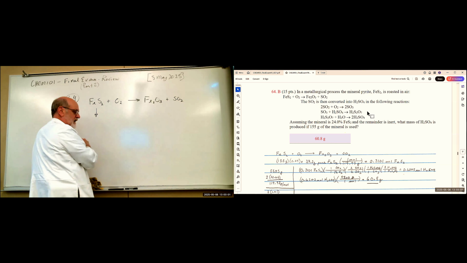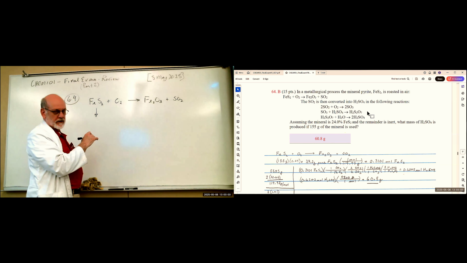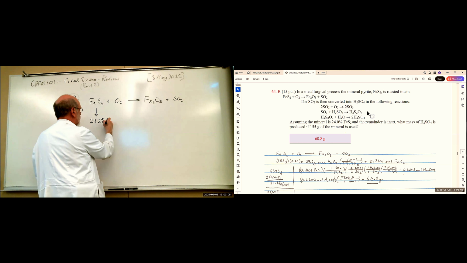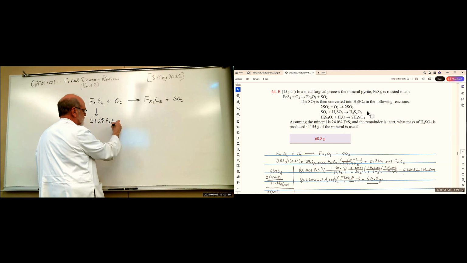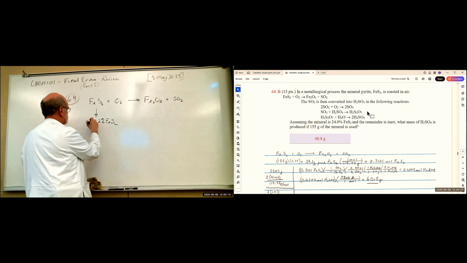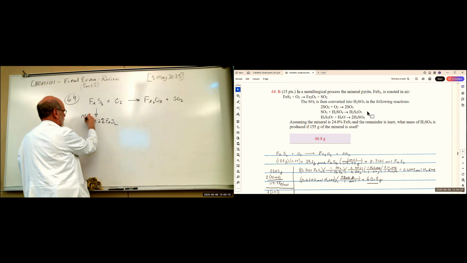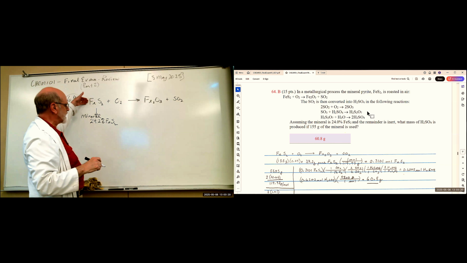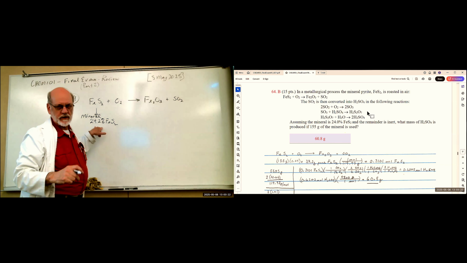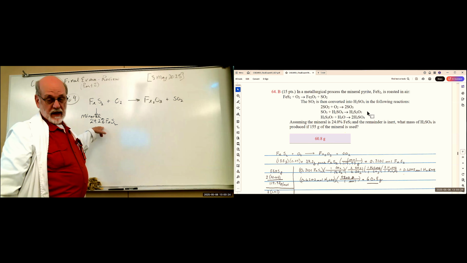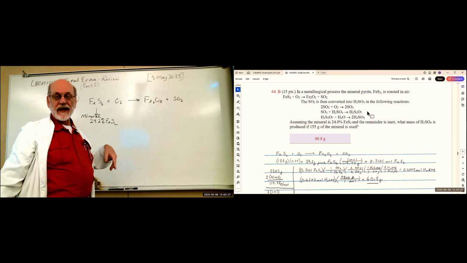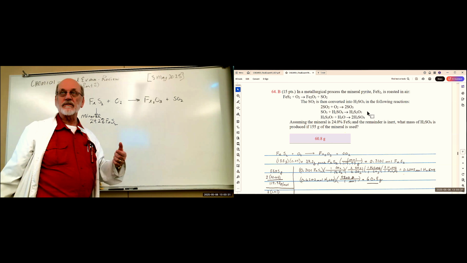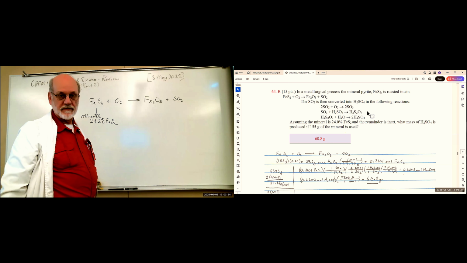So this mineral is only 24% FeS2. This is the mineral. We're assuming purity here, but the mineral is actually only 24.2% FeS2. The remainder is inert. So what mass of H2SO4 is produced if 155 grams of the mineral is used?